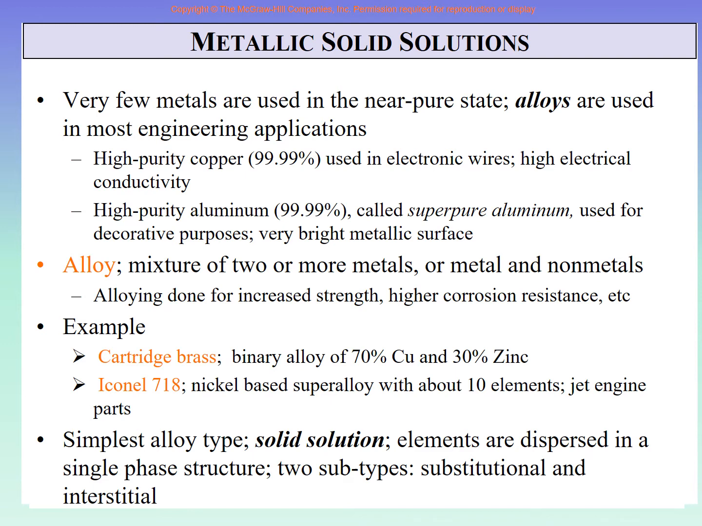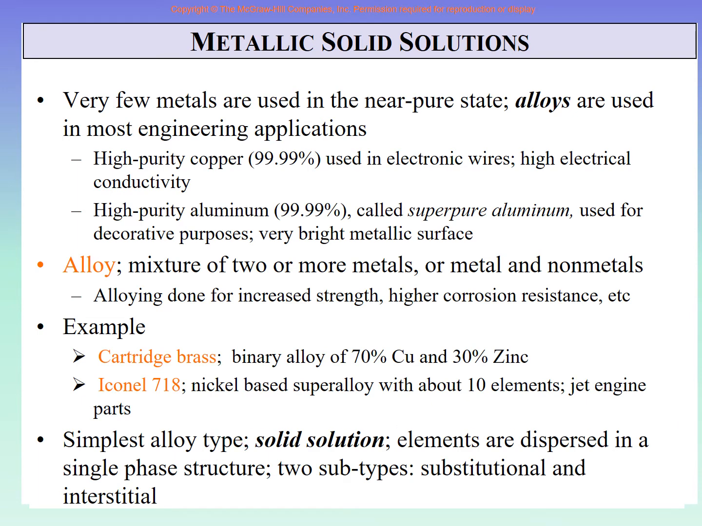An alloy is a mixture of two or more metals, or a metal and a non-metal, right? Like aluminum and copper make an alloy, lead and tin make an alloy. These are metals. But iron and carbon, carbon being a non-metal, make steel, right? As examples, you can see cartridge brass and Inconel, and so on. The simplest alloy type is a solid solution. In a solid solution, the elements are dispersed in a single phase structure, right?